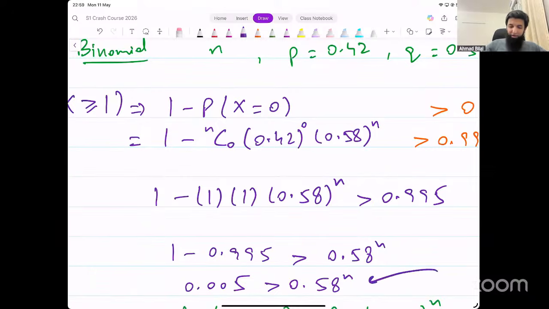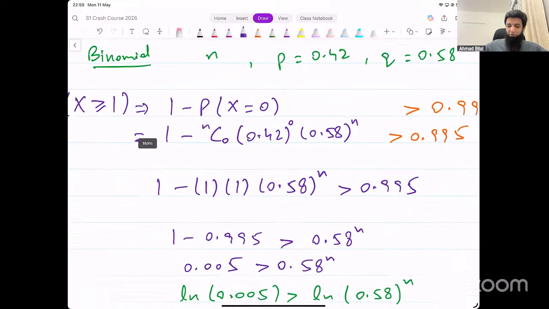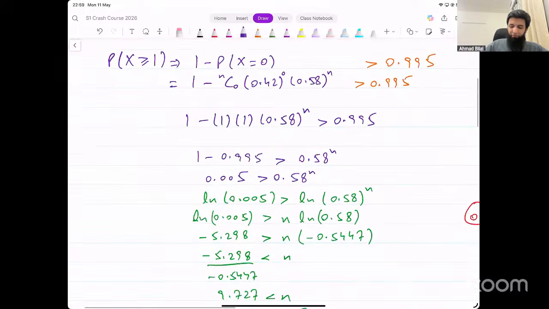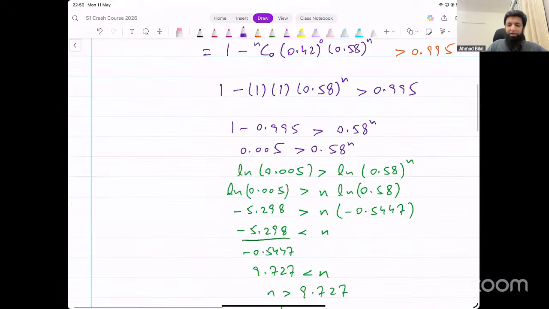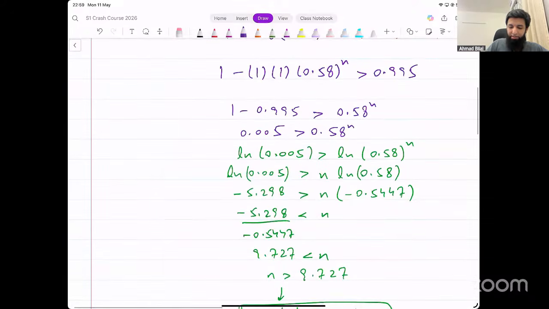n is in the power. How do we bring n down? We use logs for that. Those of you who have done paper 3, we use log on both sides. Any base doesn't matter, ln, lg, any other base. We take ln, for example, on both sides, and simplify this.